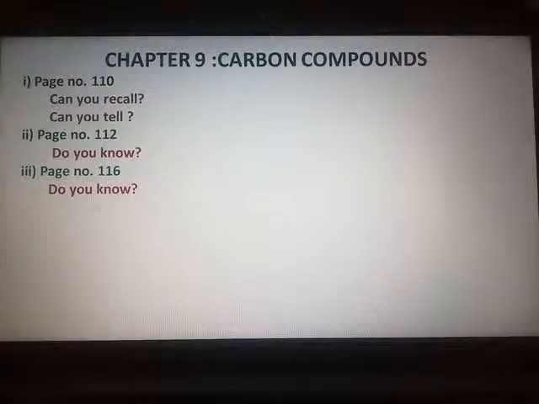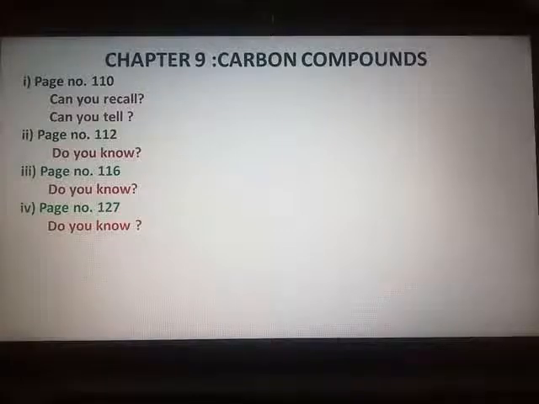Page number 122, 123, there is no reduction. 124, 125, there is no reduction. Page number 126, there is no reduction. Page number 127. All of you come to page number 127. The pink colored box in between, in the center, Do you know? That you have to remove. About methanol.